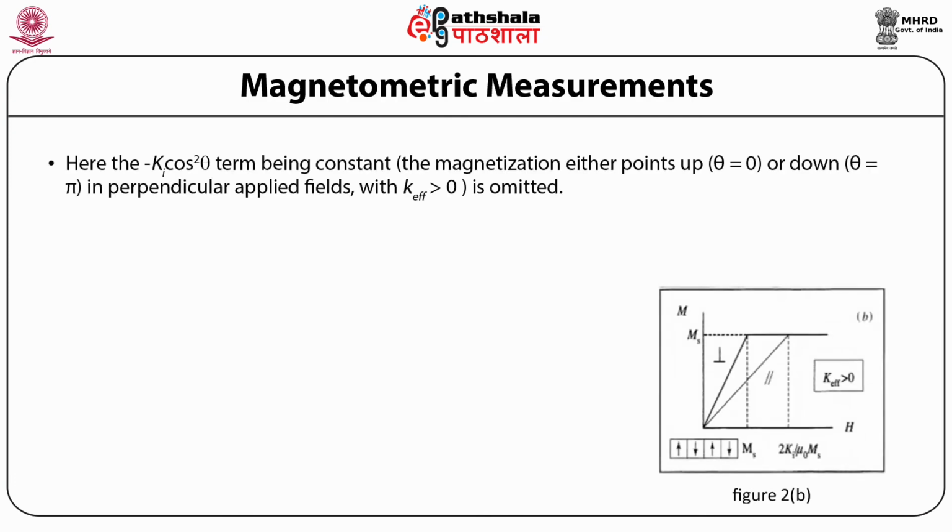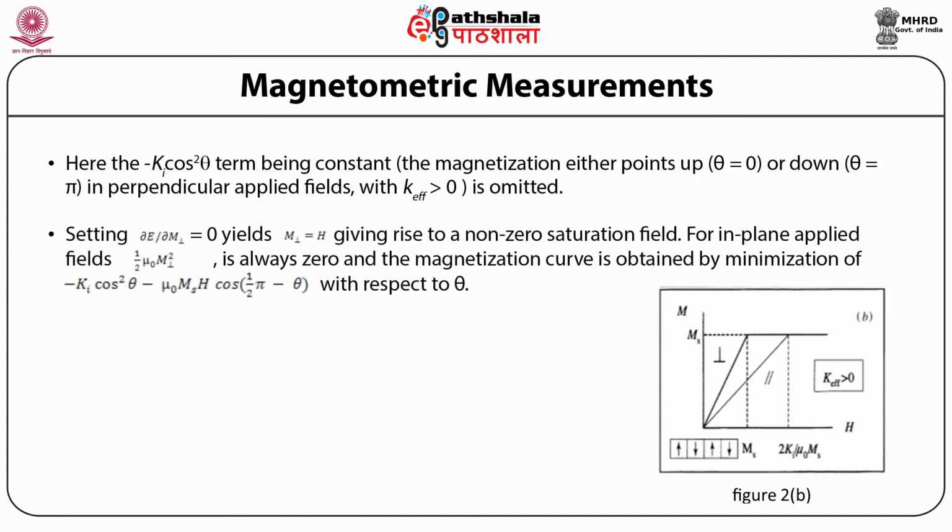Here, the minus Ki cos square theta term being constant, that is, the magnetization either points up, which is theta equal to 0, or down, which is theta equal to pi, in perpendicular applied fields with K effective greater than 0, is omitted. Setting del E by del m perpendicular equals 0 yields m perpendicular equals H, giving rise to a non-zero saturation field.